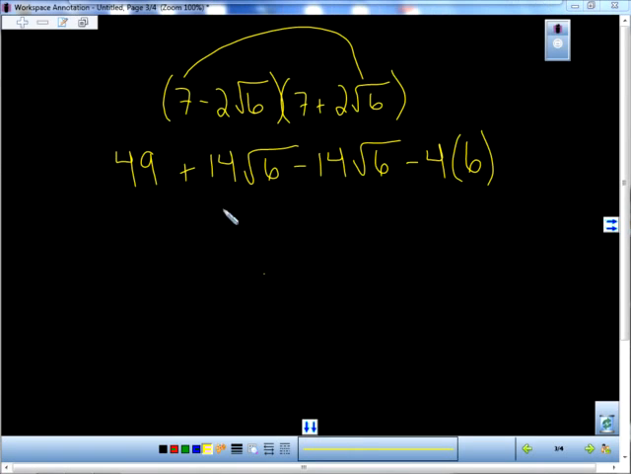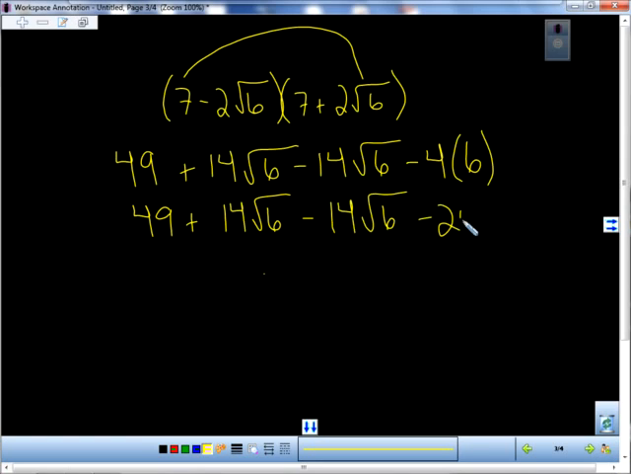Okay, now we combine like terms. Well, I'm going to multiply these together. So I have 49 plus 14 root 6 minus 14 root 6 minus 24. 49 minus 24 is 25. And then 14 root 6 minus 14 root 6 is 0. They cancel each other out. So we're left with 25.